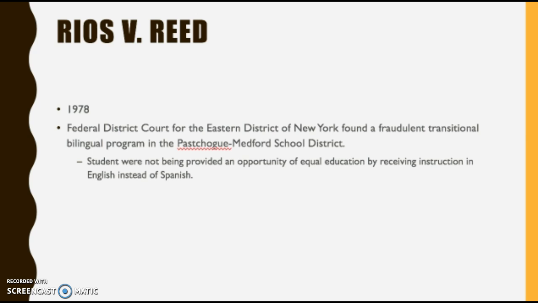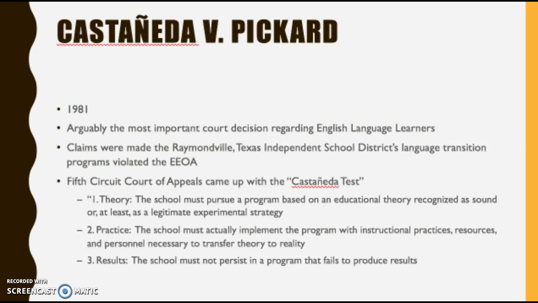Okay, and then the next case we're going to talk about is Castañeda versus Pickard. Okay, so this one is super important and kind of surprisingly, at least in my eyes, maybe that's not a surprise to everyone, but it's just a federal court case, but it's a very, very big one. So it happened in 1981. As I said before, it's arguably one of the most important court decisions regarding English language learners. So claims were being made that Raymondville, Texas Independent School District's language transition programs violated the EEOA.